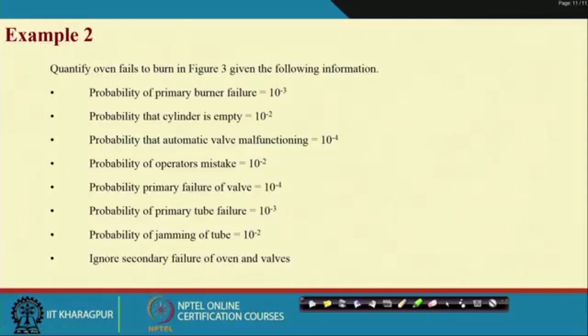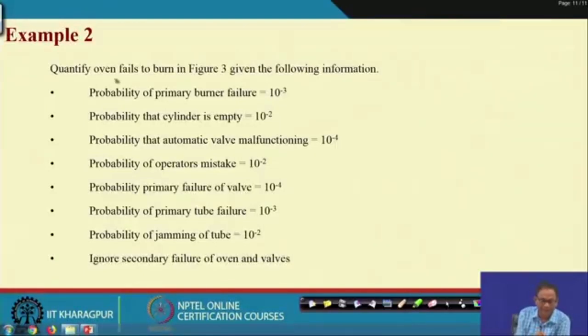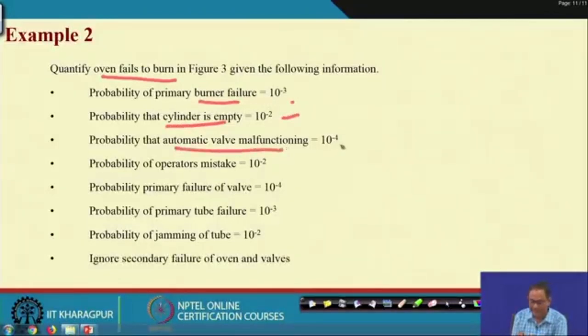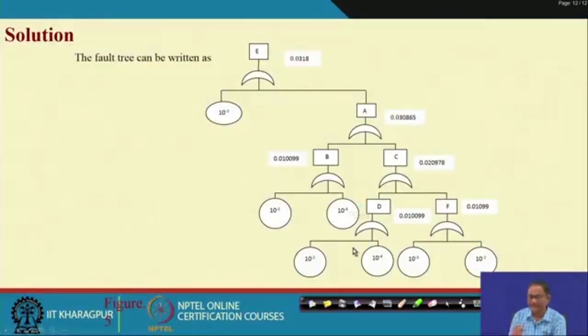Now let us see how the same principle is used to quantify a fault tree. The fault tree example, oven fails to burn, is what we developed qualitatively in the last class. Suppose the primary failures or basic events are given: burner failure, cylinder is empty, automatic valve malfunctioning, operator mistake, primary failure of valve, tube failure, and jamming of tube. We ignore secondary failure of oven and valves. Under this condition, your fault tree is this.